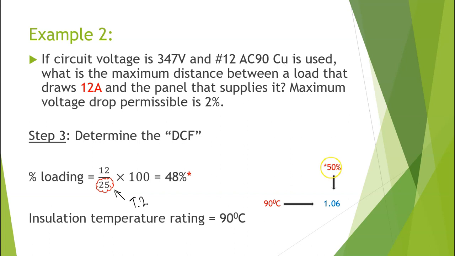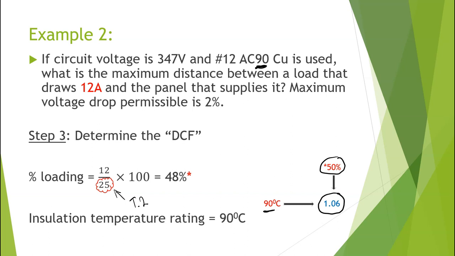When I now go to table D3 concluded, there is no 48% column, and so therefore I must go up to the next available higher percentage. And that takes me up to 50%. Now once again, because I'm running AC90, I use the 90-degree C row, and that gives me a DCF of 1.06 out of table D3 concluded.